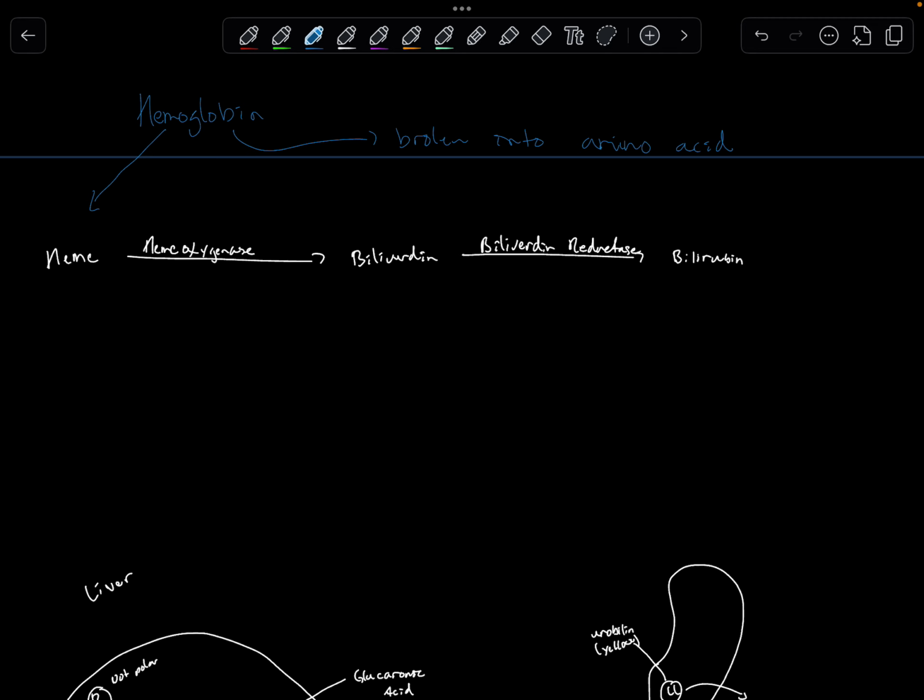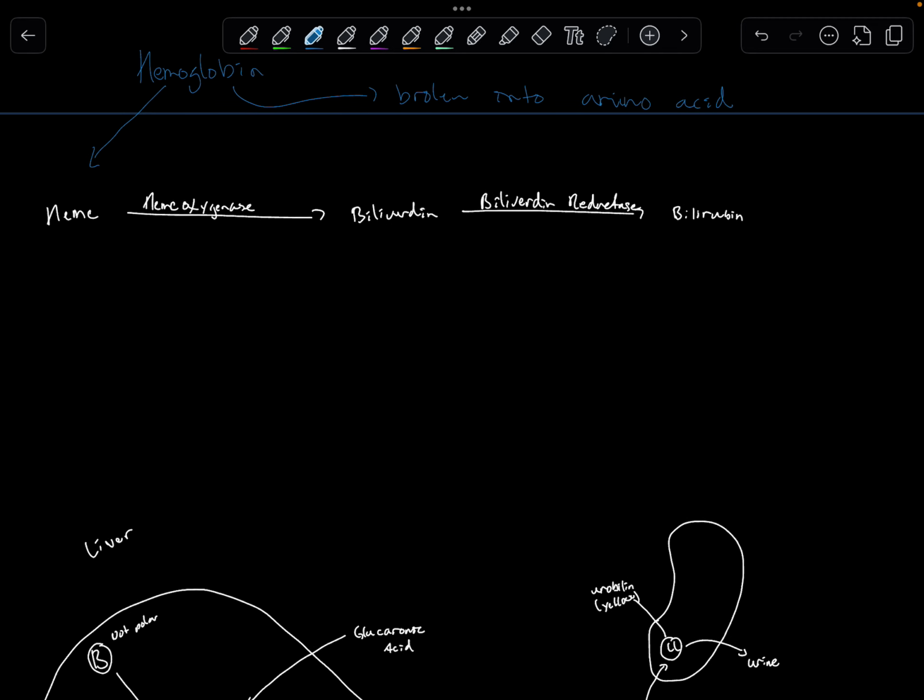Okay, so the heme takes a different pathway and turns into bilirubin. So basically what happens, you have heme oxygenase, which converts it to biliverdin. Biliverdin reductase then converts it into bilirubin here.